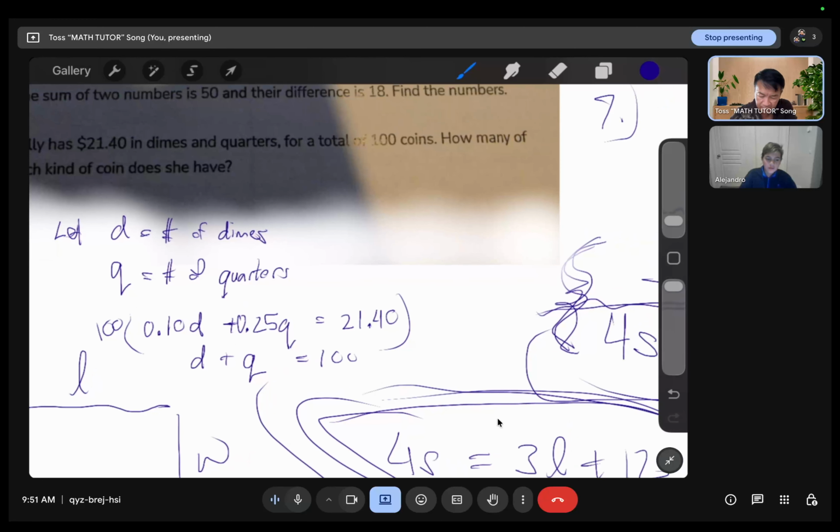So let's do that. The equation will turn into, I'll write it above it, 10D plus 25Q equals 2140. You've got to move it two places over, two places over, two places over. So it's 2140, not 214. That would be wrong. And that's it. I think you can do the rest.